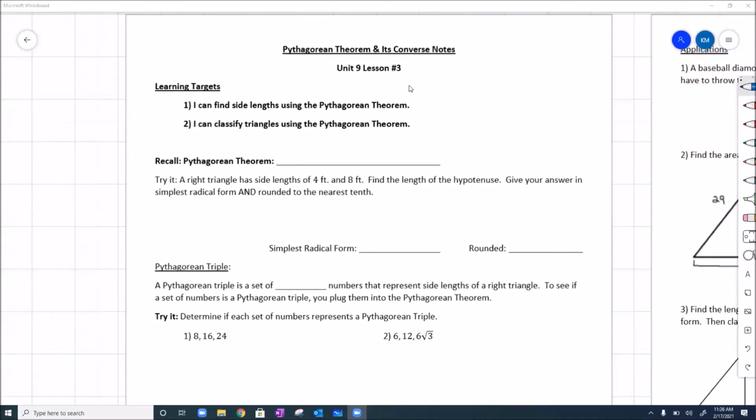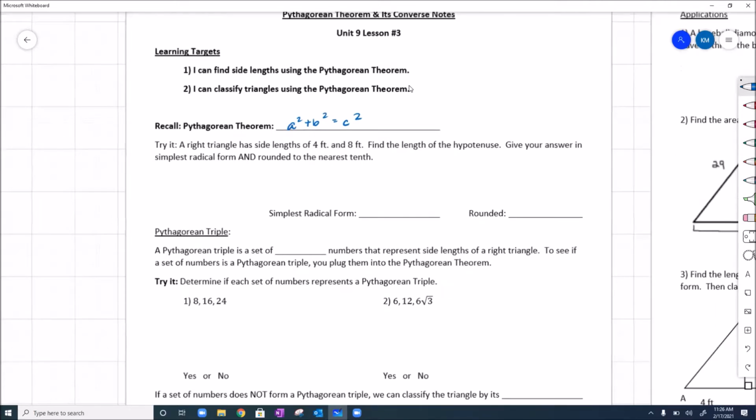Today we're looking at the Pythagorean theorem and its converse. At the end of this video, you should be able to find side lengths using the Pythagorean theorem, and you should be able to classify triangles using the Pythagorean theorem. Recall, the Pythagorean theorem is a squared plus b squared equals c squared. We've used it a couple times even in this chapter, so you should be familiar with that.